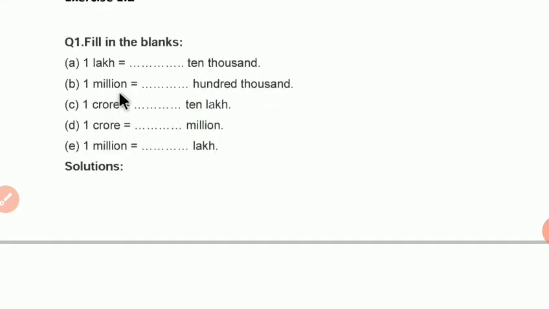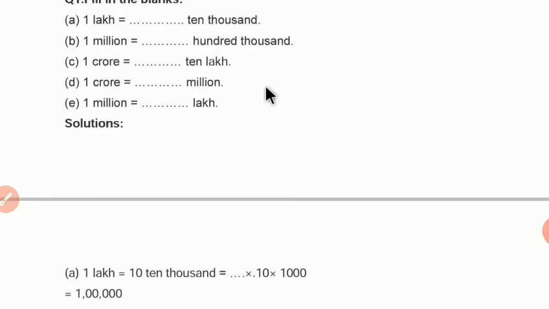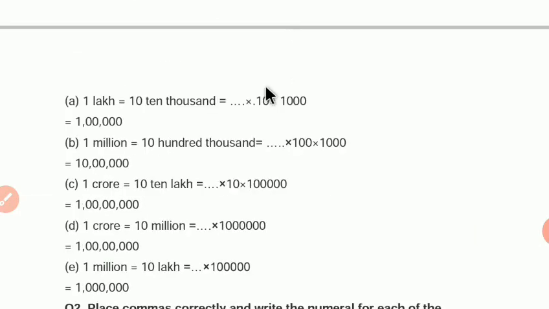Second one, 1 million is equal to how many 100,000? First we will see how many zeros are given in the question. Here 100,000 has 5 zeros. And we know that million has total 6 zeros. And how many zeros are given? 5. 1, 2, 3, 4, 5. So only 1 zero we need to make 1 million. So again we multiply by 10. So 1 million is equal to 10 times 100,000.